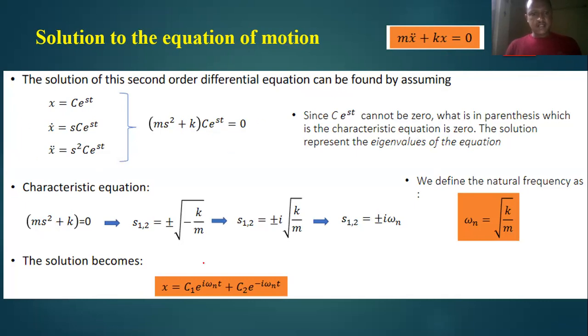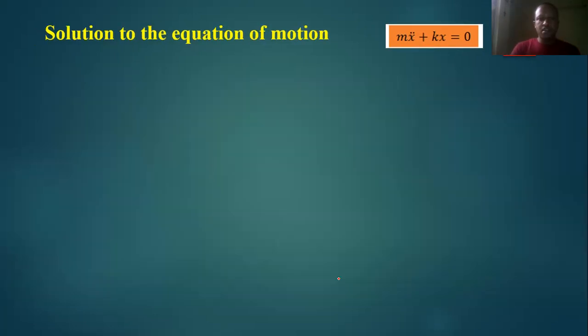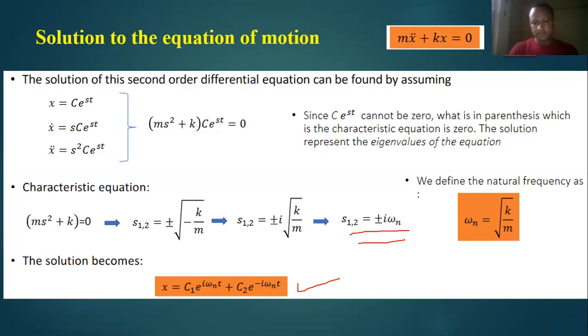Then we find the eigenvalues, and once we get the eigenvalues, we define the natural frequency, and then the solution becomes this. This is in terms of the Euler formula.